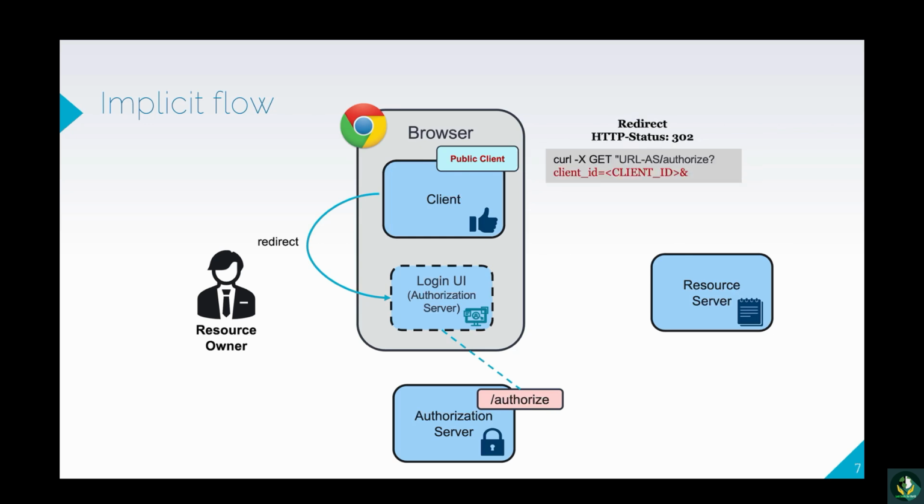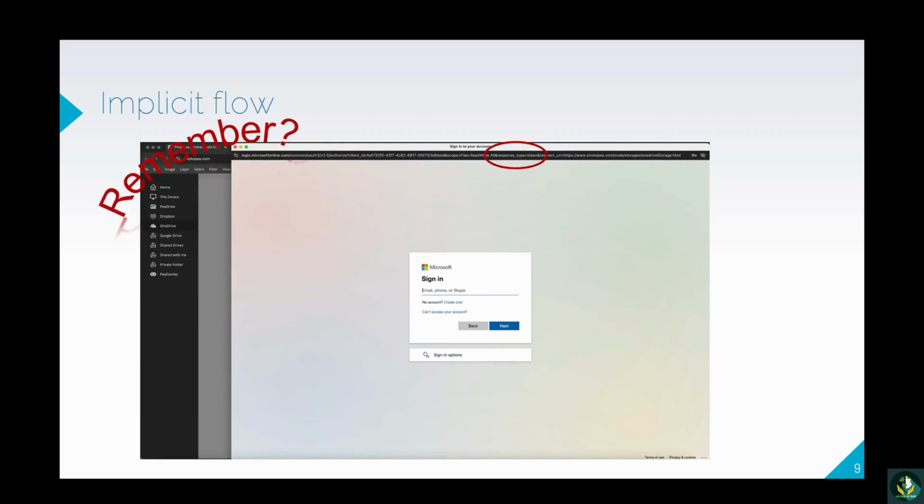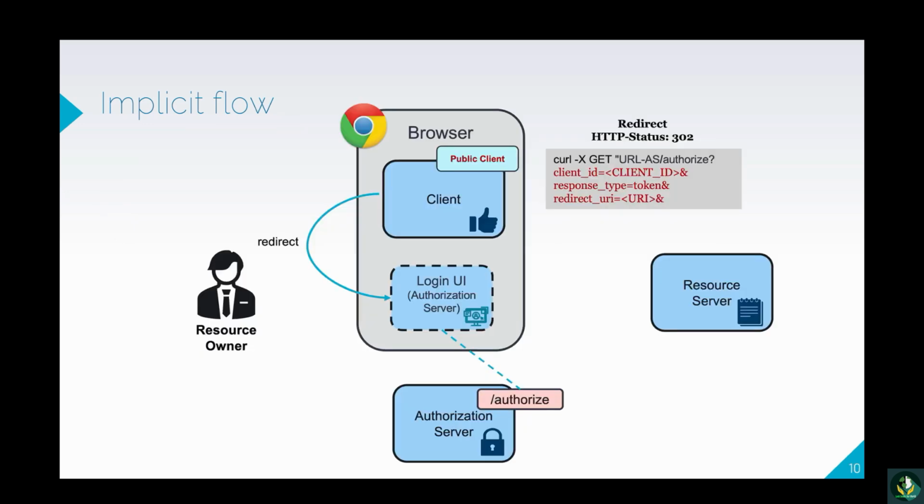Client ID, this identifies the client application requesting access on behalf of the user. Response type equals token. This tells the authorization server that the client expects an access token in the response, indicating the use of the implicit flow. You might remember from the Photobe demo when the application redirected me to Microsoft's authorization server. Response type equals token indicated that Photobe was using the implicit flow.